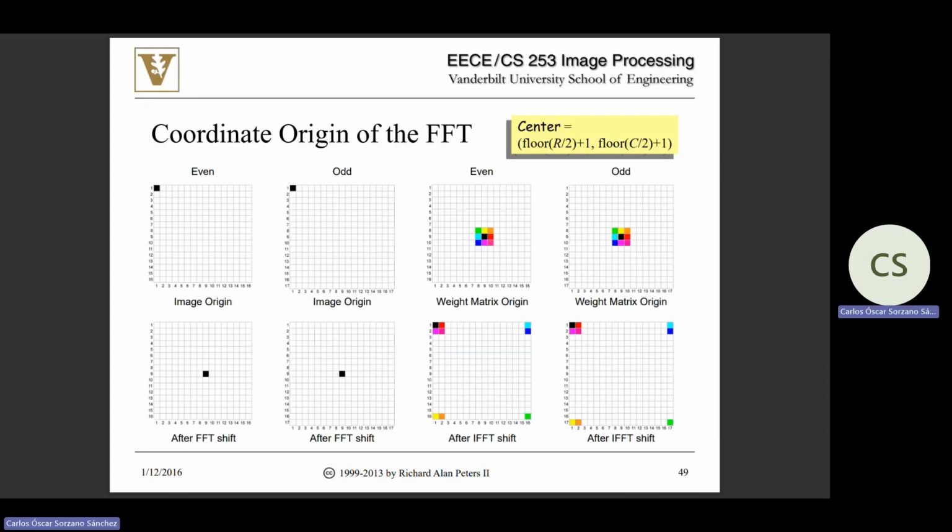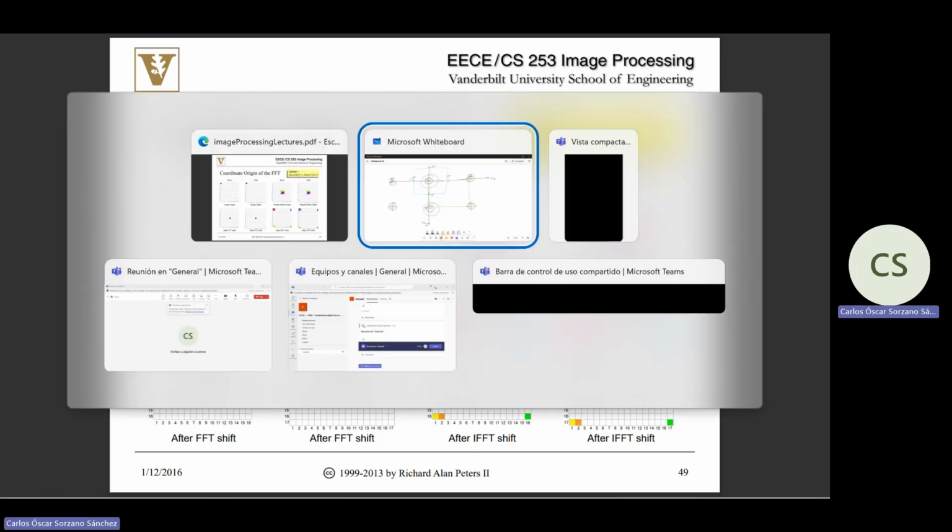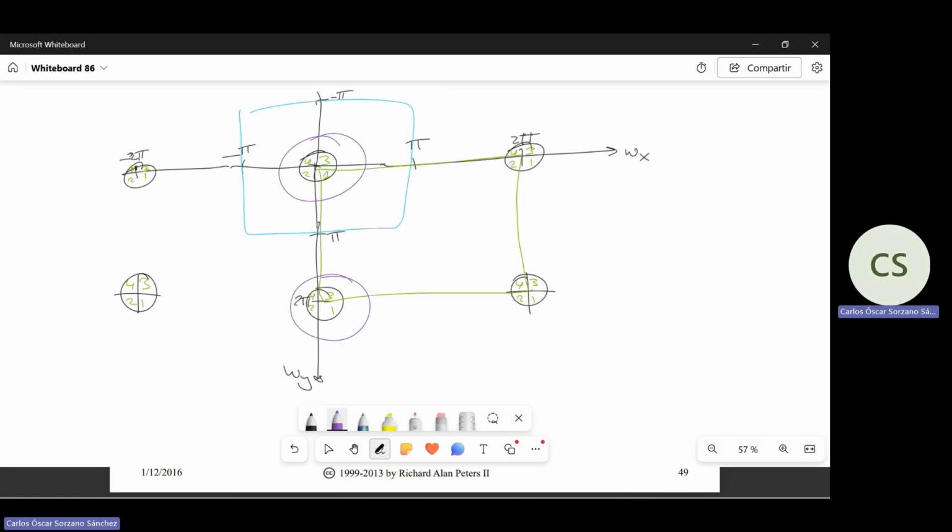I have used numbers, it's using colors. So when you do the Fourier transform with a computer, this is the origin, this is number 1, 2, 3, and 4. And when you do the FFT shift, this is 1, 2, 3, 4. It is simply where you are looking at in this spectrum. So are you looking at this period or are you looking at this period?